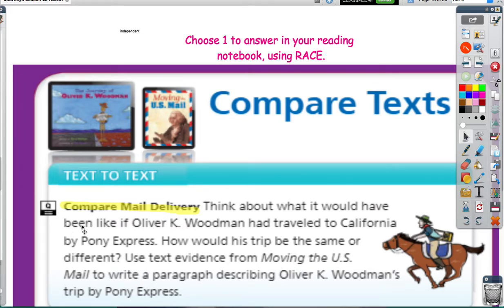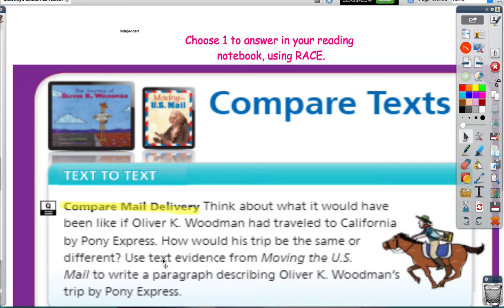Think about what it would have been like if Oliver K. Woodman had traveled to California by Pony Express. We didn't read about that yet. Stay tuned, guys. How would this trip be the same or different? Use text evidence from Moving the U.S. Mail to write a paragraph describing Oliver K. Woodman's trip by Pony Express.